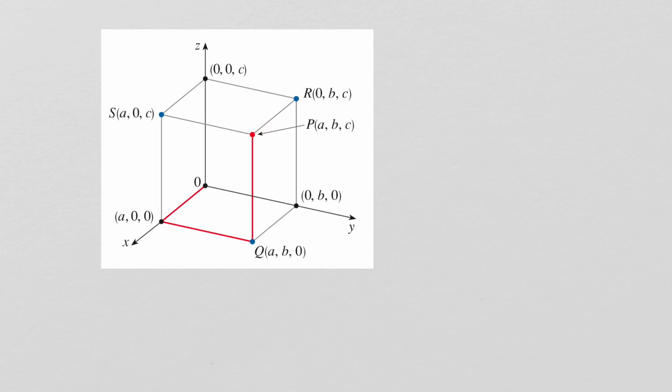But again, there are other points that we could talk about. For example, the point at the corner of the box on the y-axis would be the point x equals 0 and z equals 0, but y is equal to b, etc. So you need to spend some time familiarizing yourself with this new system.